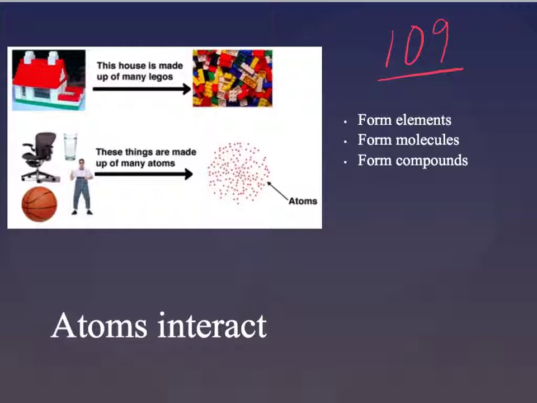Because this is done through interactions, we call them bonding. The atoms bond, and they bond together in several different ways. There's covalent, and there's ionic bonding, as well as some others. But what I want you to know is that the atoms form elements. It's like taking just one kind of Lego and putting them all together. It's a pure substance.